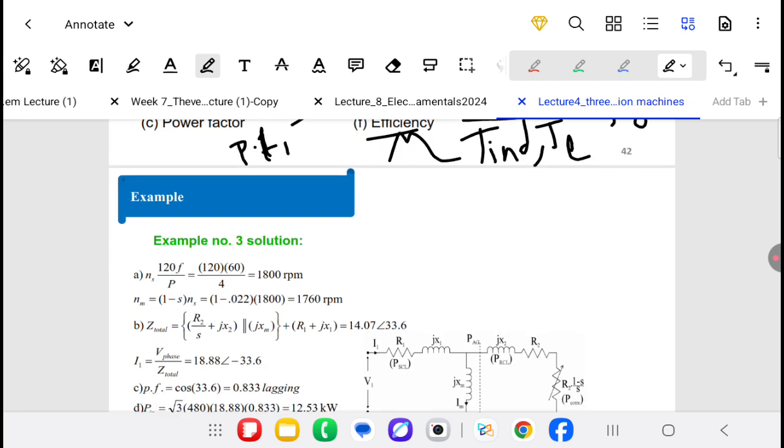First, we get the speed. We get NS equals 120 times frequency divided by the number of poles. 120 times 60 divided by 4. We have 1800 RPM, which is the stator field speed. Then we get Nm, which is equal to 1 minus S times the NS, 1 minus 0.022 times 1800 equals 1760.